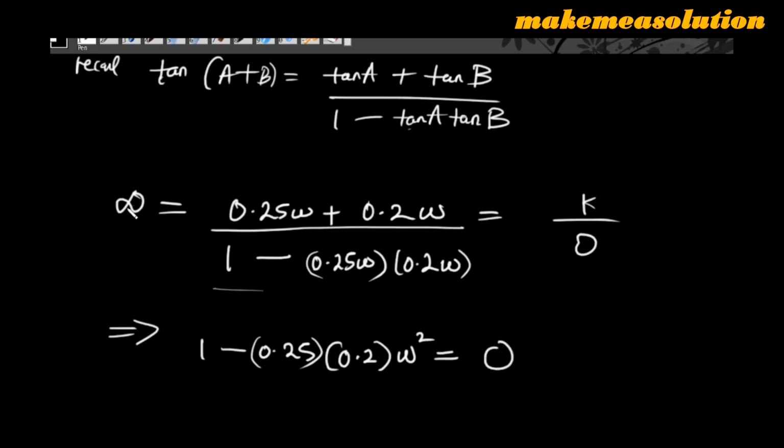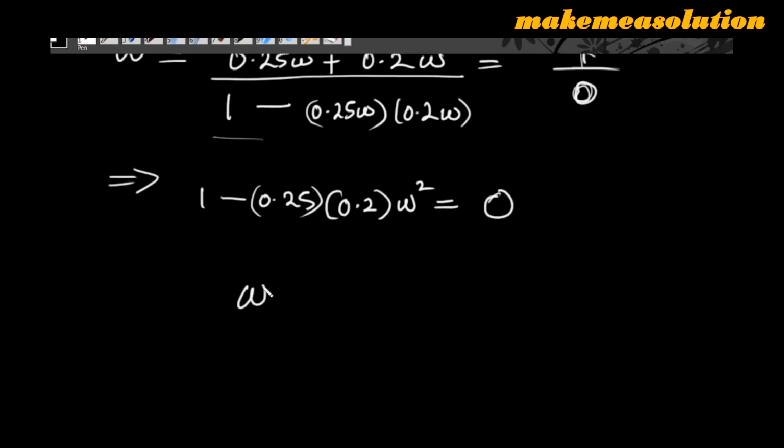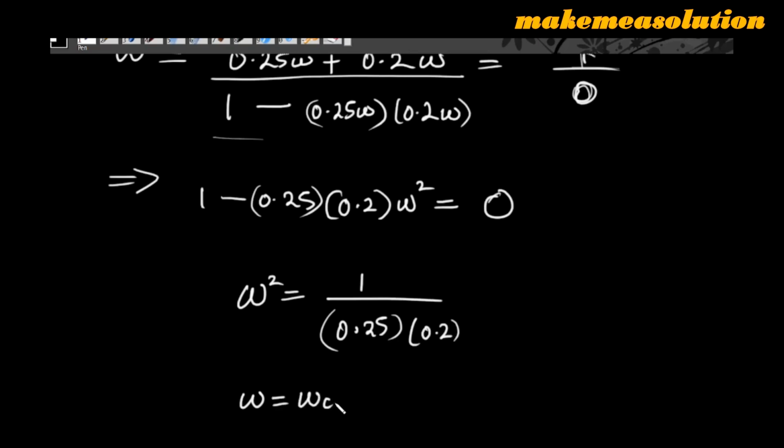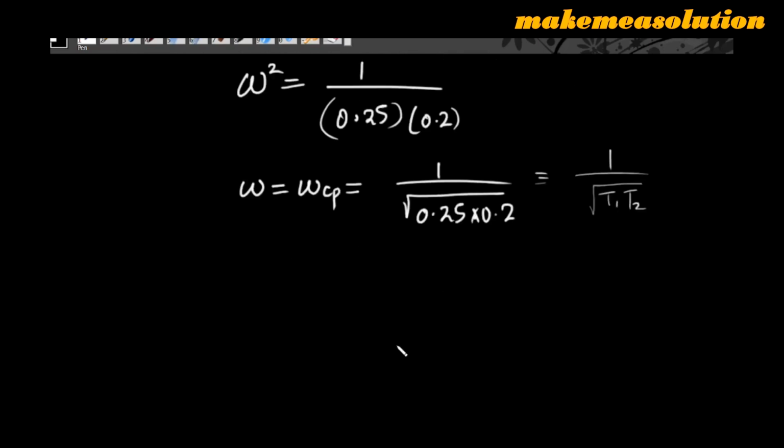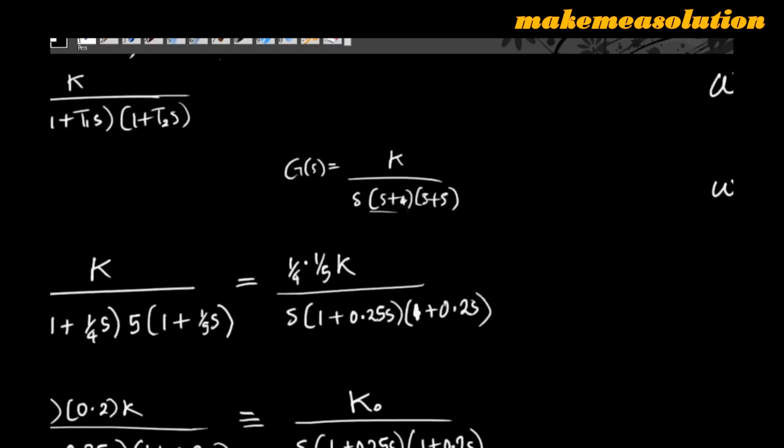That's what it means. If something is infinity, then the ratio is some constant divided by 0, making the denominator equal to 0. So you can solve for omega when the denominator is 0. Omega squared is 1 over 0.25 times 0.2, and taking the square root of both sides, omega cp is 1 over the square root of 0.25 times 0.2. This is the same as 1 over the square root of t1 t2 that we established earlier. That is our phase crossover frequency.